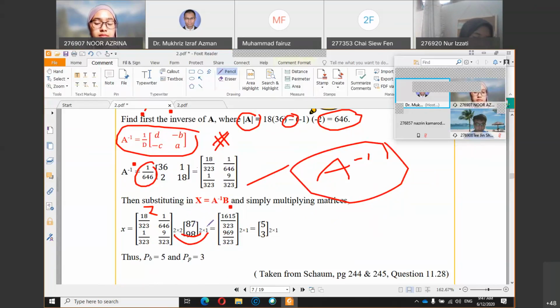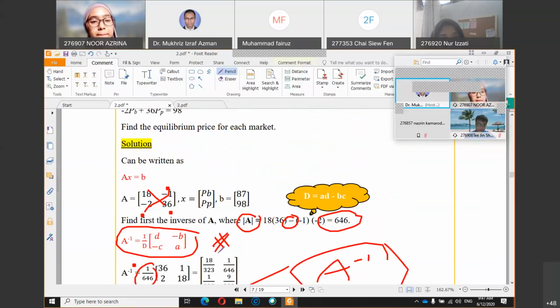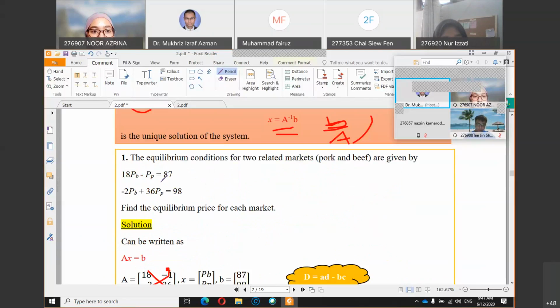Just to recap, in terms of matrix, to multiply both, you must check that the column and the row of the side-by-side matrices are the same, so 2 and 2, and the product will be 2 by 1, meaning 2 rows and 1 column. When you multiply, the final answer will be 5 and 3, where 5 is referring to B and 3 is referring to P, the values from what you solve here.